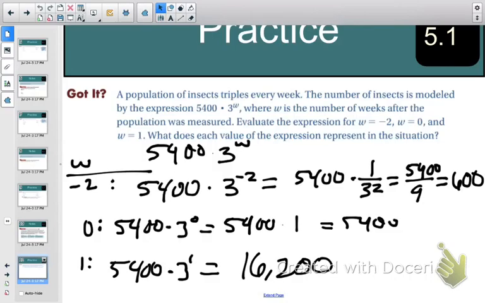Alright, so when you plug in negative 2 for W, you should get 600, because it becomes 3 to the negative 2, which is 1/9. And then 5400 divided by 9 is 600. So that means there's 600 insects 2 weeks ago. Right now, at time 0, there's 5400, because 3 to 0 is 1. And then next week, in 1 week, there will be 5,400 times 3, which is 16,200. That is way too many insects. Wow. Hopefully it gets full in the day. Just kidding. Anyway.